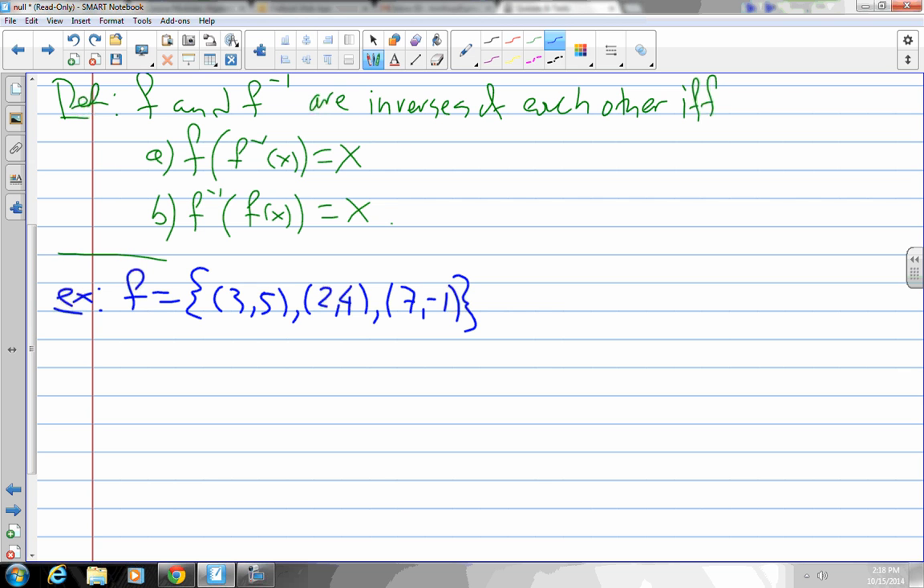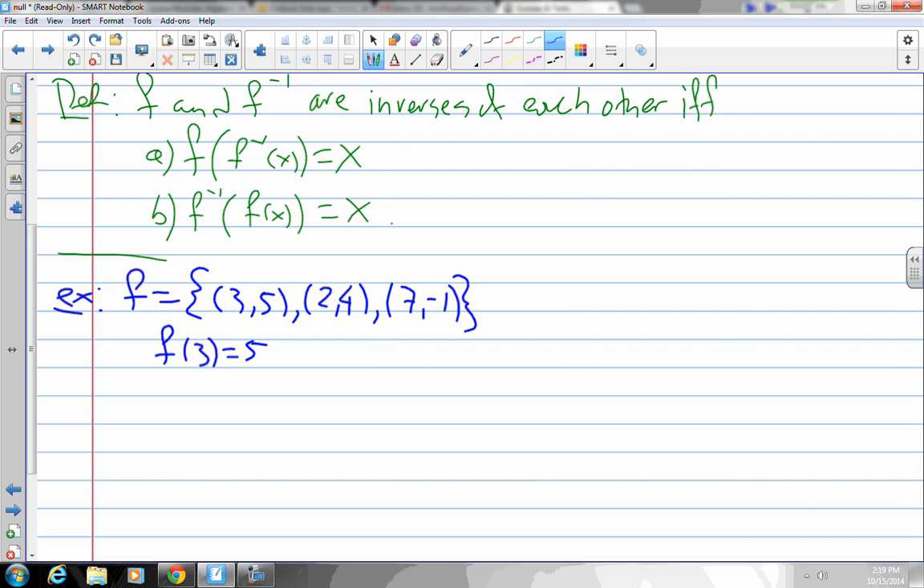Right. So you don't want to see repetition in the x. You don't want to see the same x value going to different y values, and we don't see that. Right, so that's a function. And I can ask you, what is f of 3? What do you think that is? F of 3 equals 5, right? F of 2 equals 4, f of 7 equals -1, f of 11 is undefined.